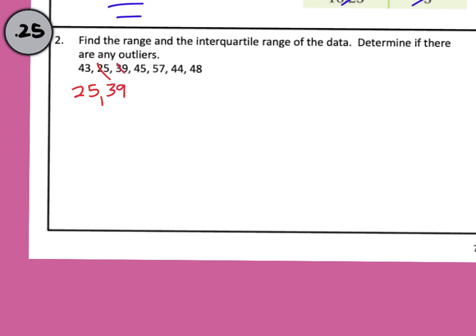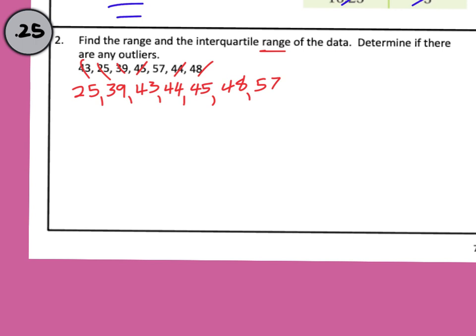And we have a lot in the 40s. So we have to be a little bit careful. 43. Then we have a 44. Then we have a 45. Then we have a 48. And then we have a 57. Okay, least to greatest. Now, range should be pretty simple because we just did it.